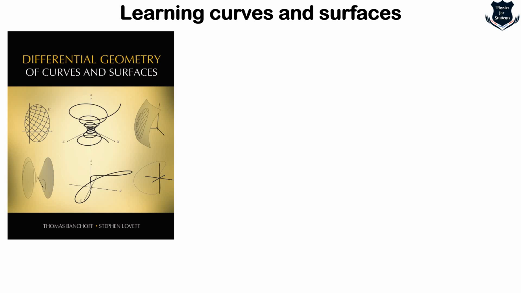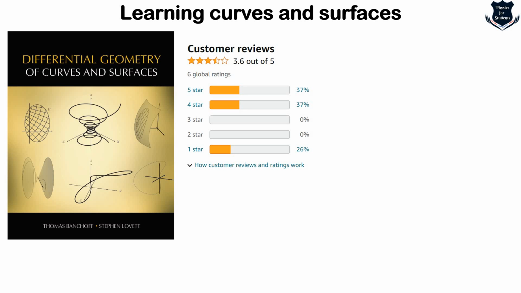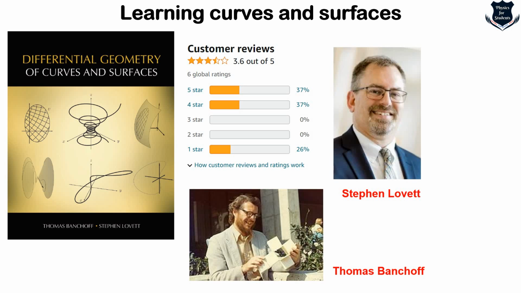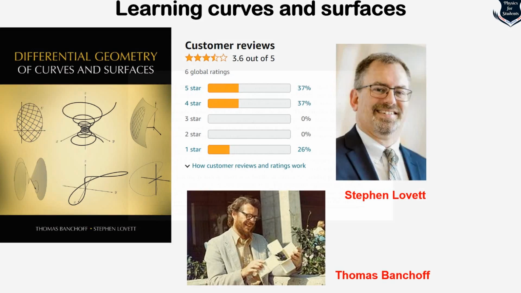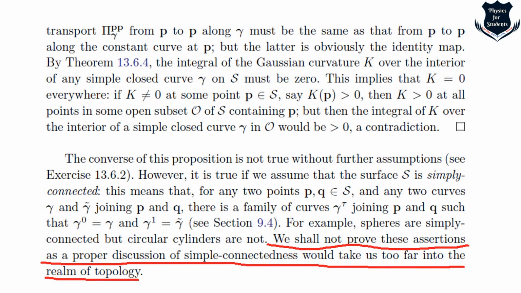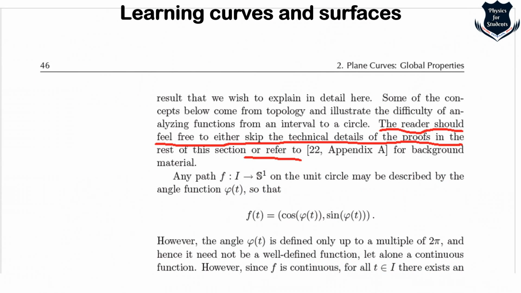The third book, which is again a very good book, you see I'm only talking about curves and surfaces right now because this is a very central concept. This book is by Thomas Banchoff and Stephen Lovett, and here you can see the photographs of these 2 authors. This is also a very good book containing a lot of proofs, etc. Here also you see that the author has written, we shall not prove these assertions, as a proper discussion of simple connectedness would take us too far into the realm of topology. And that is the reason that I have underlined it. That means this is also a book which assumes that you really don't need to learn anything about topology.